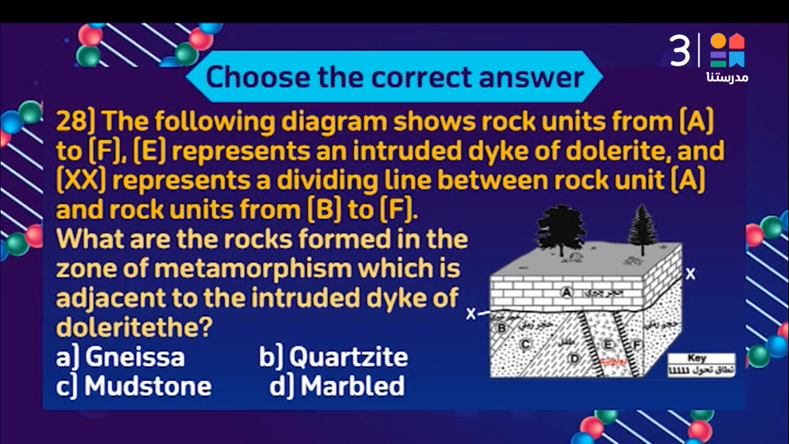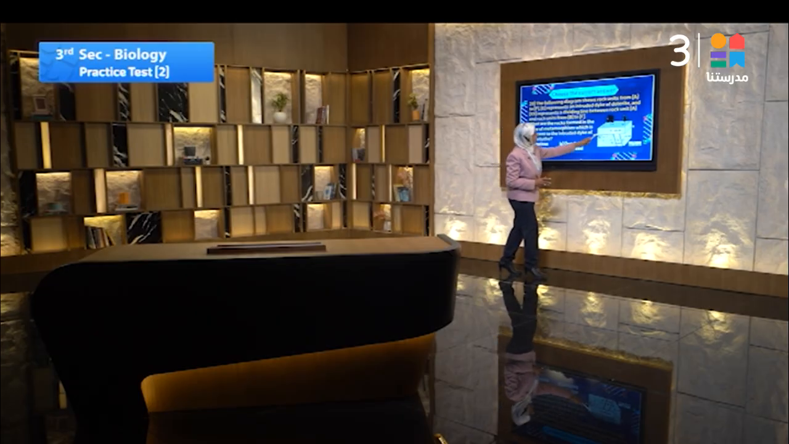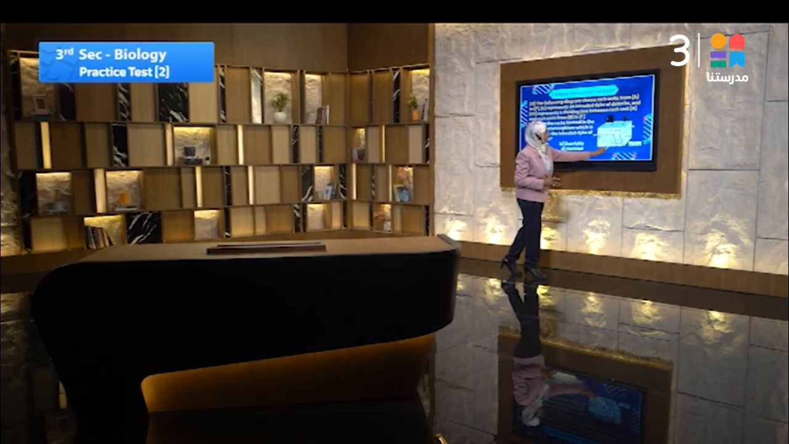The following diagram shows rock units from A to F. One symbol represents an intruded dike of diorite, and another represents the dividing line between rock unit A and rock units B to F.